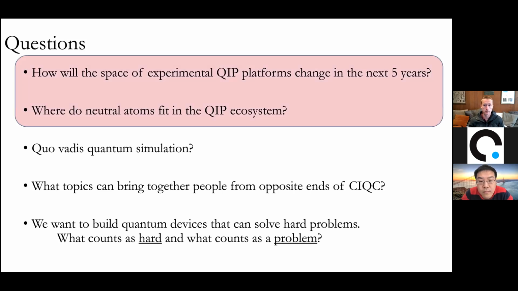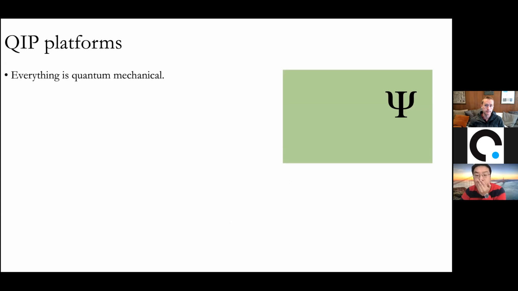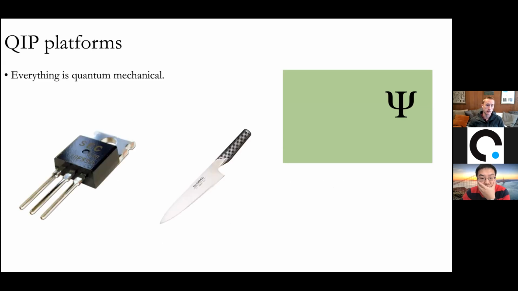Okay, so the first part of my talk is, as I said, an extremely high-level tour of experimental quantum information processing platforms, just talking about one atomic physicist's view of how this landscape looks right now and some of the places that I think are ripe for further investigation. So the first thing to say about quantum information processing platforms is everything counts as one, because everything is quantum mechanical as far as we know.